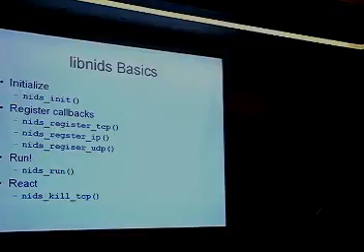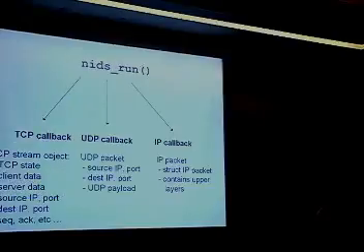And you can even react with it. For example, if you see a condition that you don't like, you can call nids kill TCP, and it'll send out the right packet to shut down the connection arbitrarily. Pretty cool stuff. So you have these callbacks associated for protocols. In this case, the three major ones are TCP, UDP, and IP.